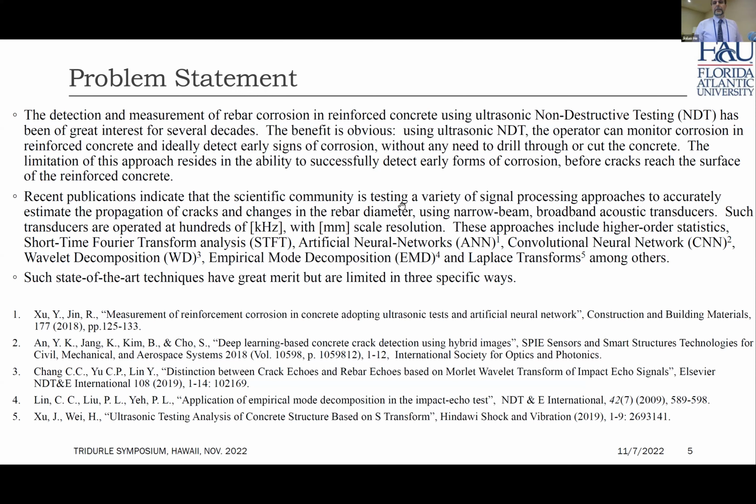One thing that has been happening is that many of the techniques used are operated either at around 10 kilohertz or at hundreds of kilohertz. And this is what I'm focusing on today. There are different signal processing techniques used, such as STFT. There's a lot of work on neural networks, for example ANN, CNN. We do a lot of work in wavelet decomposition, empirical mode decomposition, Laplace transforms.